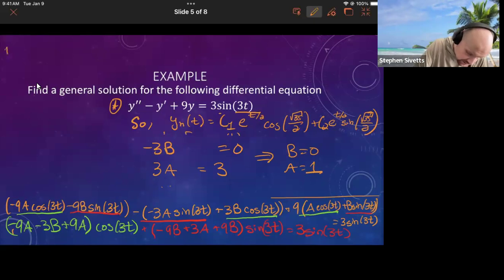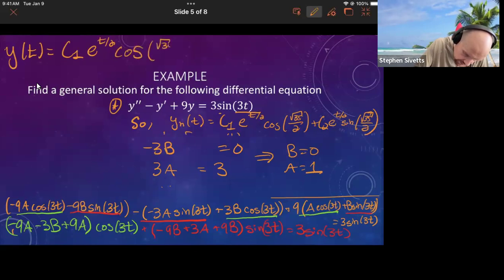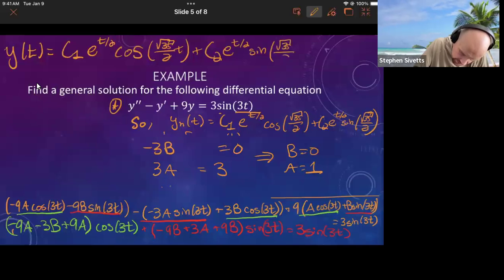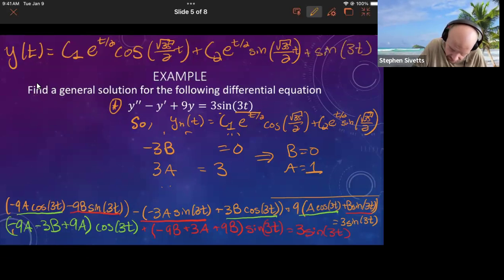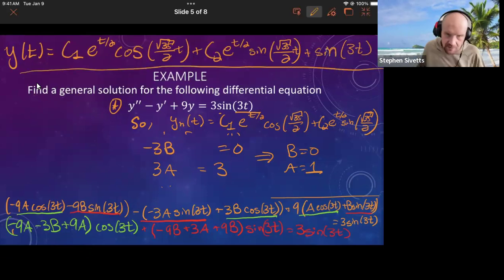So that means the general solution would be equal to C1 times e to the t over 2 times cosine of root 35 over 2 t plus C2 e to the t over 2 times sine root 35 over 2 t. And a is 1, so we'll have a plus sine of 3t. And that is your answer. Okay. So hopefully that makes sense.